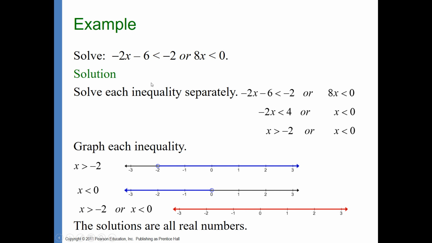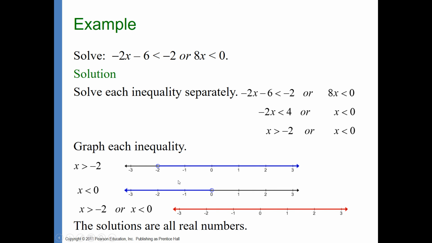Let's look at another one. Negative 2x minus 6 less than negative 2, or 8x less than 0. So again, you solve for x in both inequalities, and we get x is greater than negative 2, or x is less than 0. Shade each individual number line. Here you see x is greater than negative 2, shaded to the right, open circle at negative 2. Here you see x is less than 0, open circle at 0, shade to the left.